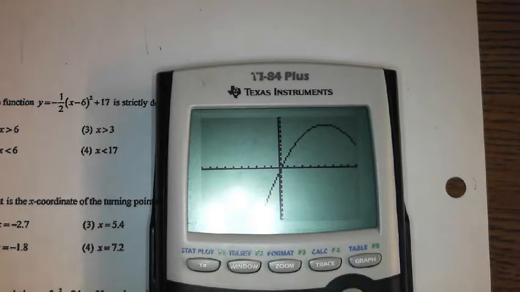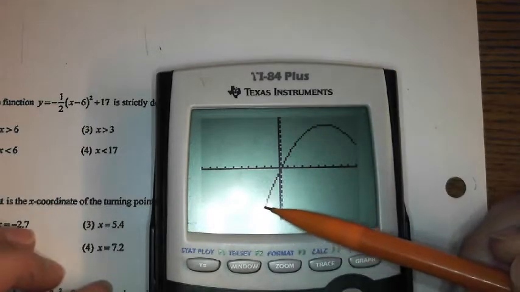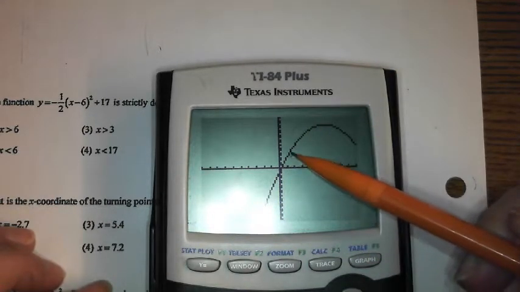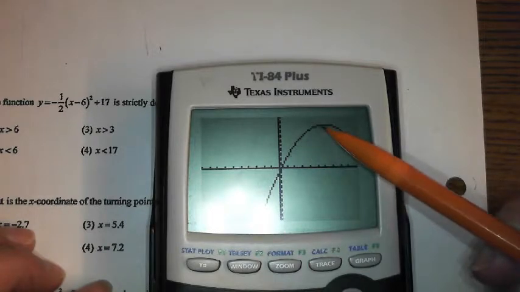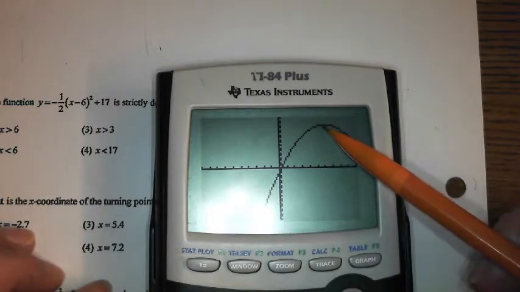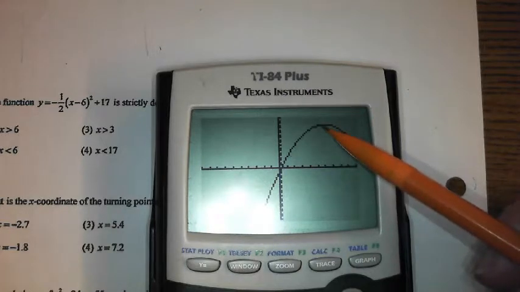What is it doing right here? If I'm tracing it, is this increasing or decreasing? Increasing. Tell me when it starts to decrease. Right there, at the vertex, which is at what x coordinate? 6. Who said that? Good, right? We said that 6, 17 is our vertex.